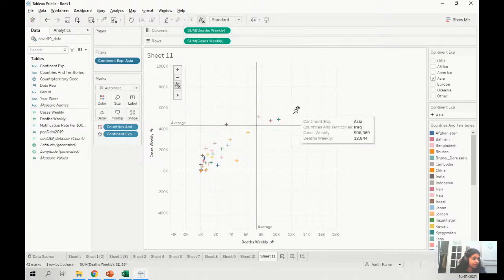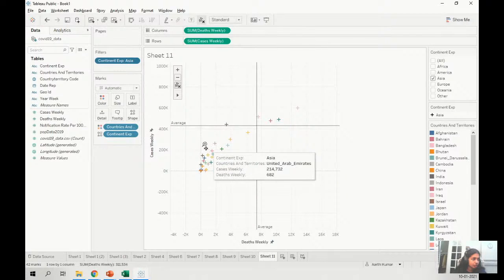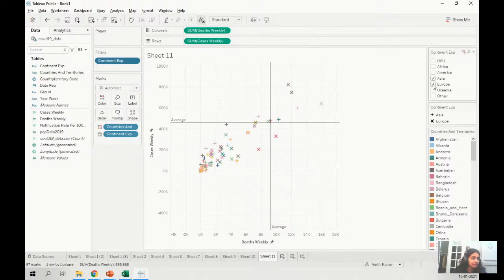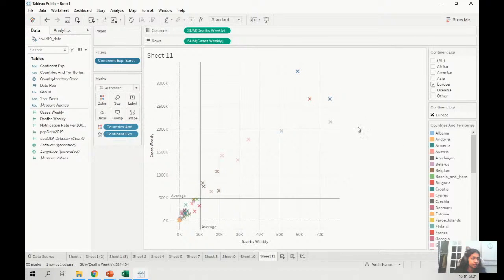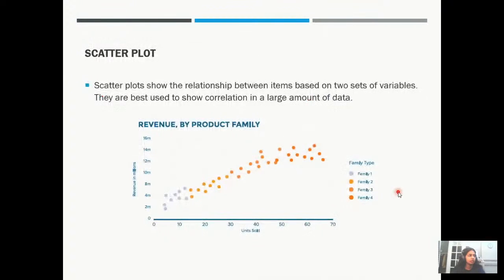you have Iraq with a high death rate and high number of cases, Philippines, Bangladesh. So these are all on the high death and high number of cases. And these are all below average in number of cases and number of deaths, these countries. So you can select the continent and look at the scatter plot only for a particular continent, the number of countries in the particular continent, right? So this is about scatter plot.